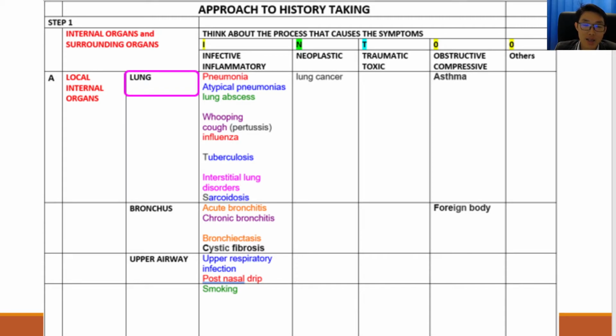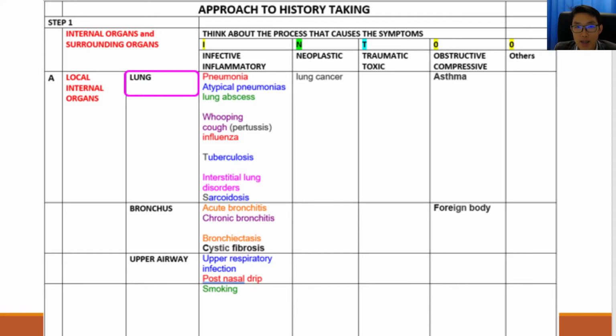So within the lung, any infective process such as pneumonia, atypical pneumonia, lung abscess, whooping cough, influenza, and tuberculosis can all cause irritation, therefore cough. In a similar way, inflammatory processes such as interstitial lung disorders and sarcoidosis can also bring about cough. Lung cancer, which is a neoplastic process, as it grows bigger, can compress and irritate the lung structure, and as a result brings about chronic cough.